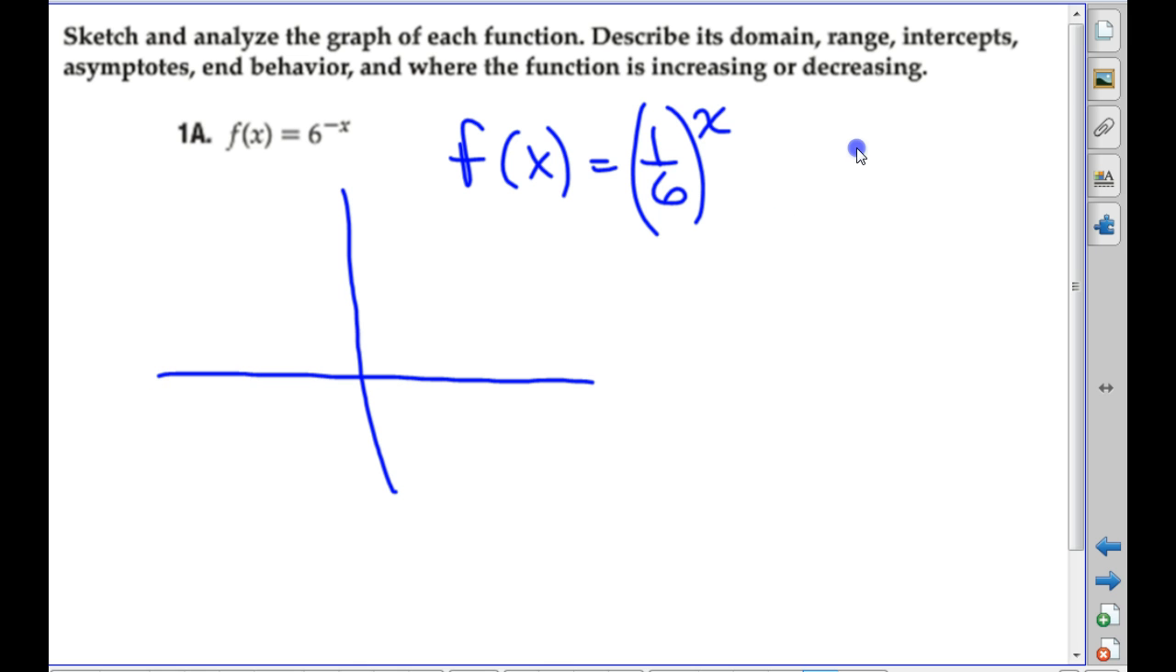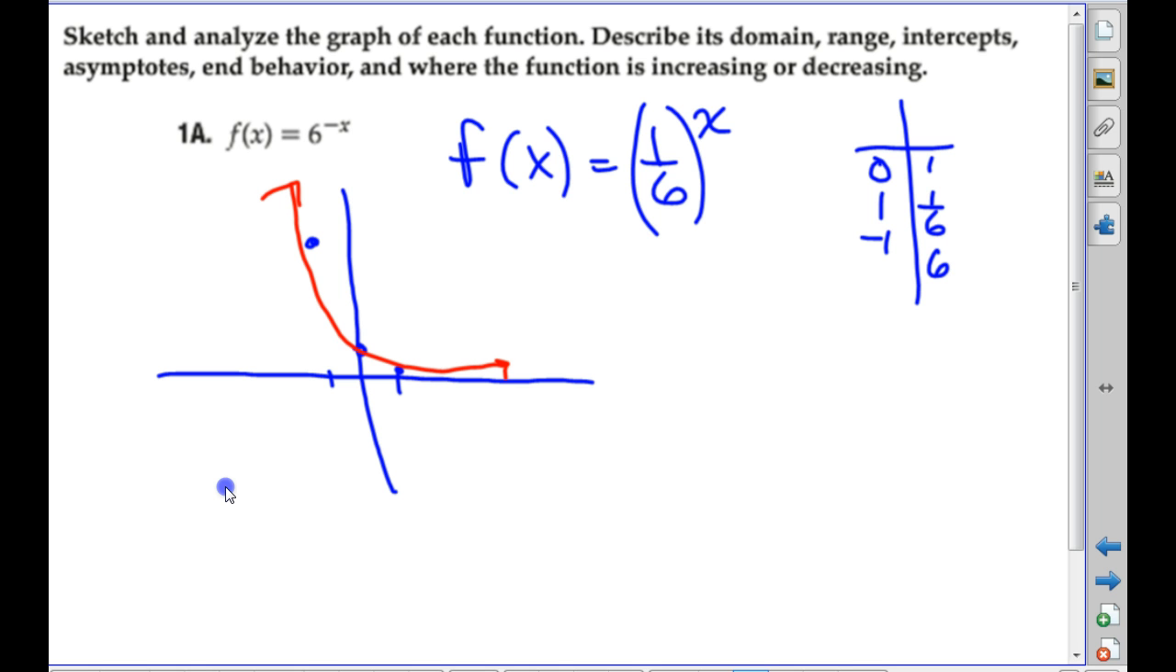Well, if we put in a 0, what are we going to get out? Okay, if we put in a 1, we're going to get out 1/6. If we put in a -1, we're going to get out a 6, because that will flip it over. So at -1, it's up at 6. At 0, it's at 1. And at +1, it's at 1/6. So it is like the one we just did a second ago. Just going this direction.